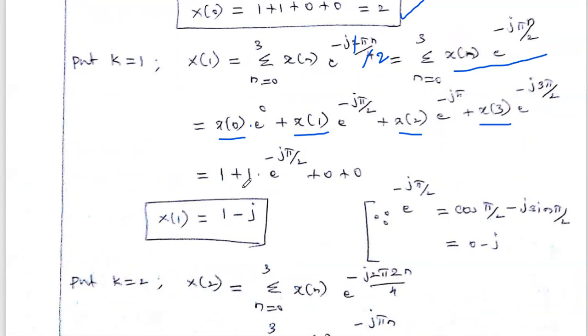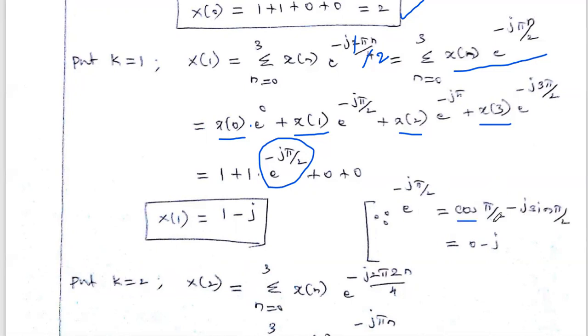Then we have to find the value of e power minus j pi by 2. We calculate it separately and substitute it here. You know the formula for e power minus j theta: it is cos theta minus j sin theta. In place of theta here we have pi by 2, which is 90 degrees. So e power minus j pi by 2 can be expanded as cos pi by 2 minus j sin pi by 2.